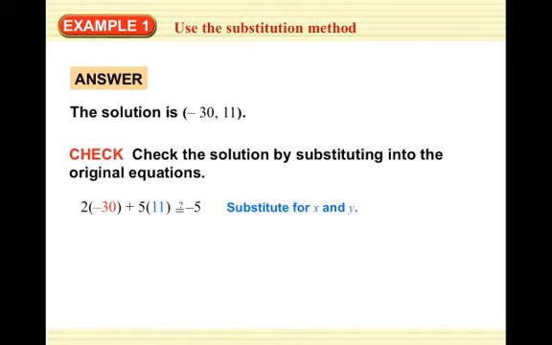All right, so we've got it was 2x plus 5y equals negative 5. So now we've got 2 times negative 30 plus 5 times 11 equals negative 5. 2 times negative 30 is negative 60 plus 55 equals negative 5. For the second equation, we had x plus 3y equals 3. So we're going to substitute in negative 30 for x, 11 for y. We get negative 30 plus 3 times 11 equals 3. Negative 30 plus 3 times 11, 3 times 11 is 33. Negative 30 plus 33 is 3. So yay, our solution checks there as well. So we know for sure that negative 30, 11 is the solution.